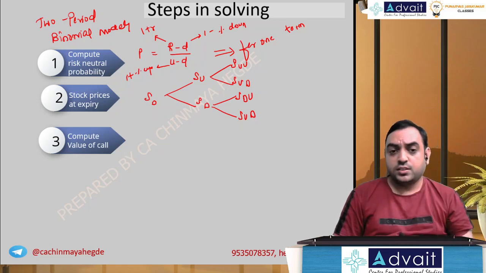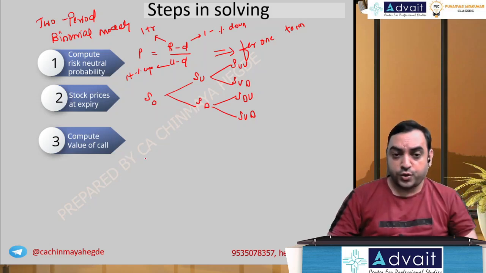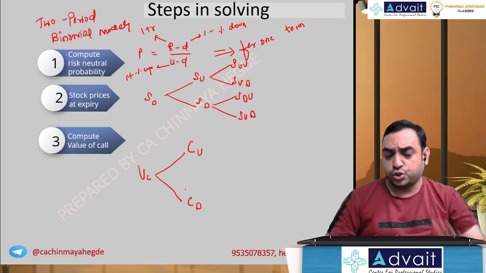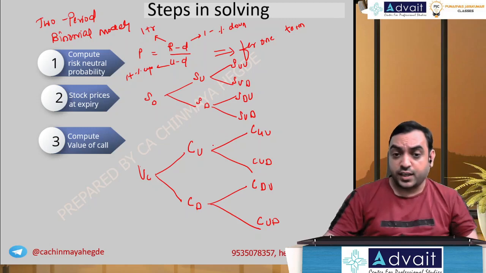So you do the same for spot price. Similarly, you do it for the value of call. This is going to be the value of call, which will be divided into two parts, CU and CD. If it is a put option, you should use P instead of C. Then this will be calculated based on CUU, CUD, CDU and CDD. But this will work in reverse, okay? In a reverse manner, this will come back basically.